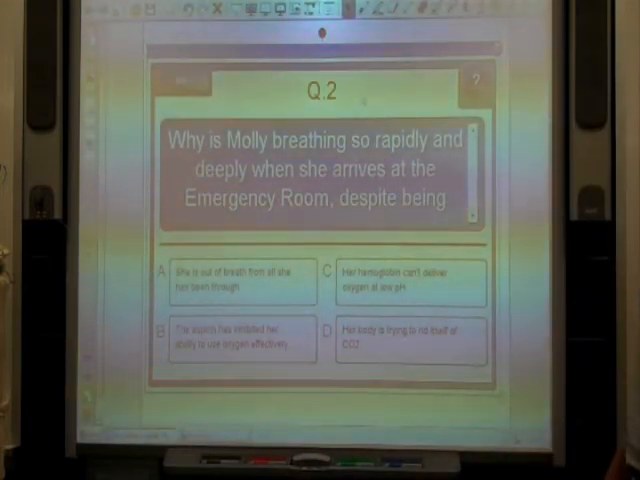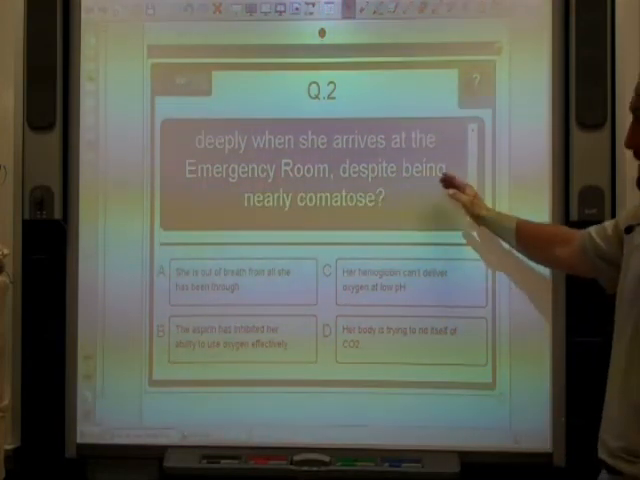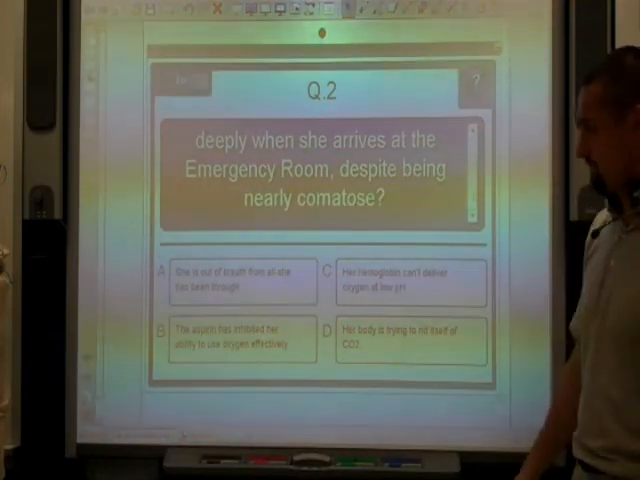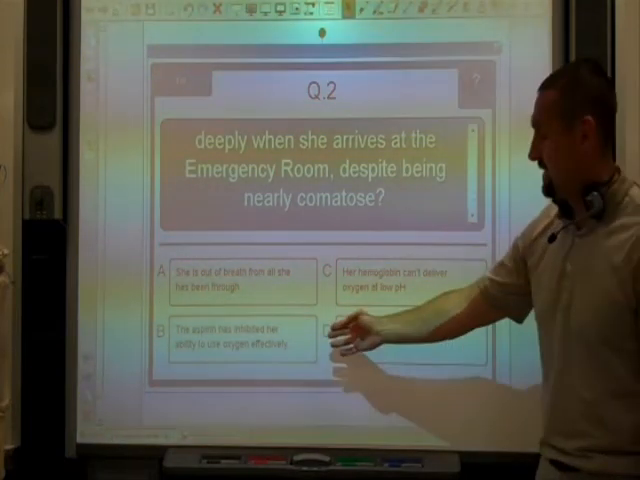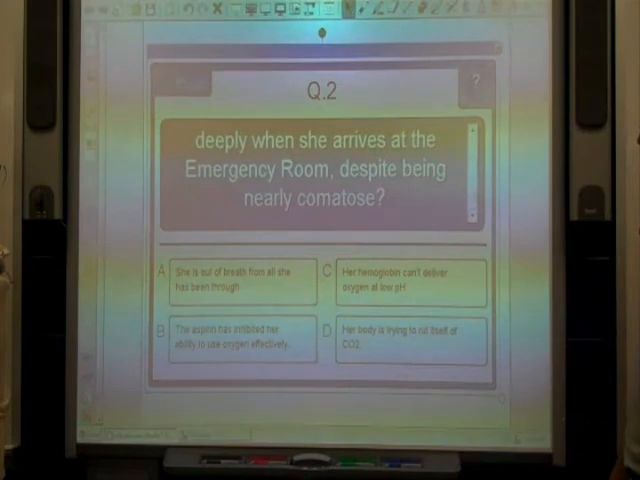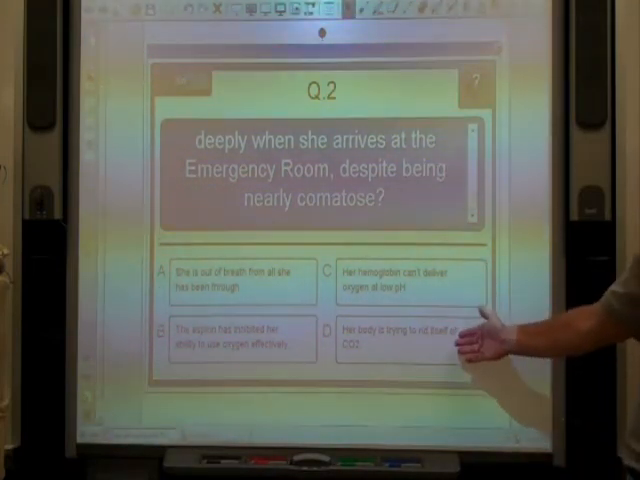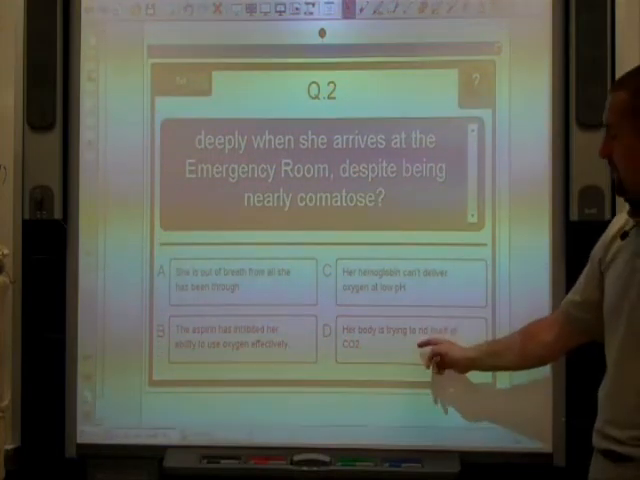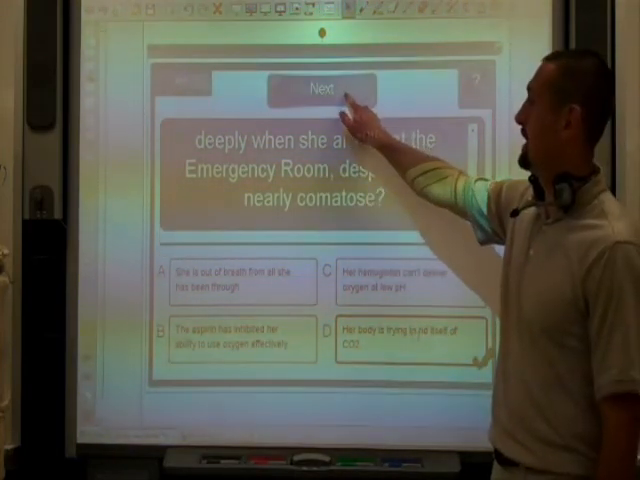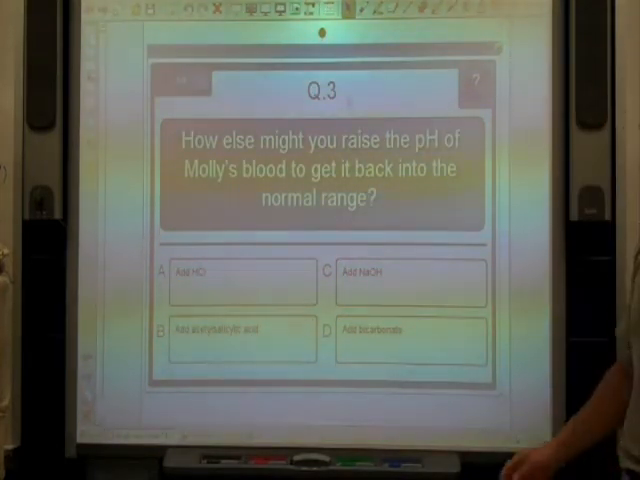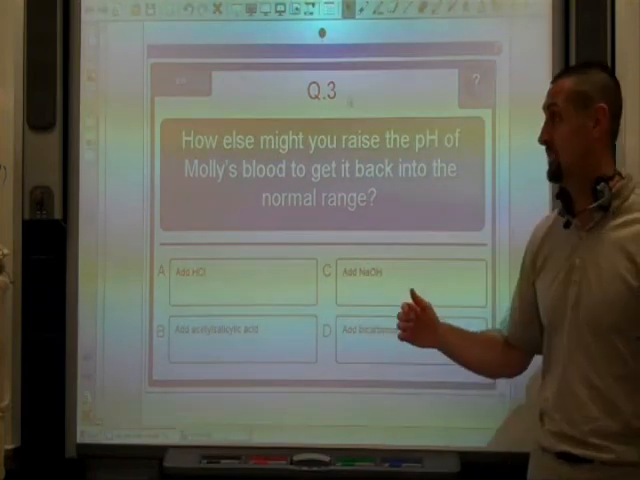Why is Molly breathing so rapidly and deeply when she arrives to the emergency room, despite being nearly comatose? Well, she's not out of breath. The aspirin hasn't inhibited her ability to use oxygen. It's not a problem with her blood delivering oxygen. But rather, if her body can get rid of carbon dioxide, it can help to regulate the pH. So now her blood's too acidic, getting rid of that carbon dioxide helps to raise the pH level.